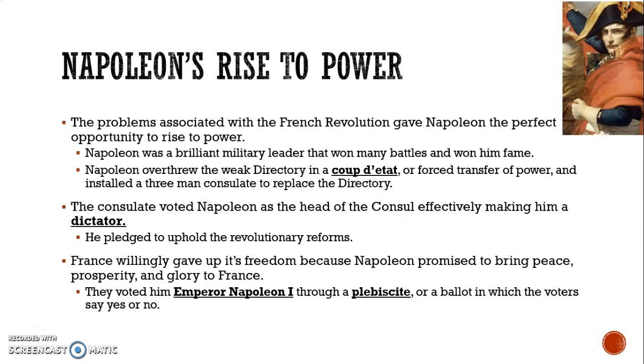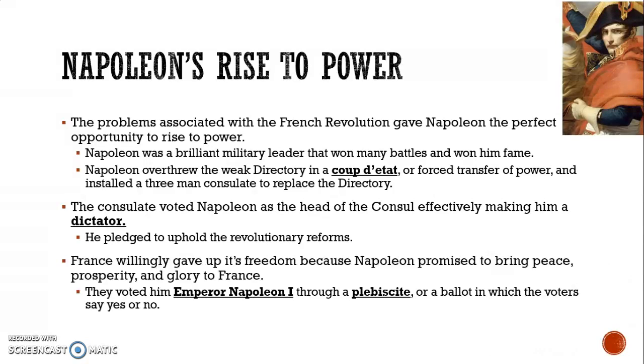The problems that had been associated with the French Revolution gave Napoleon the most perfect opportunity to rise to power. He had been a brilliant military leader that won a lot of battles and won him a lot of fame with the French people. He was able to overthrow the weak directory that had been established after the French Revolution in a coup d'etat. A coup d'etat is the French word for a forced transfer of power. Sometimes they're violent and sometimes they're peaceful.